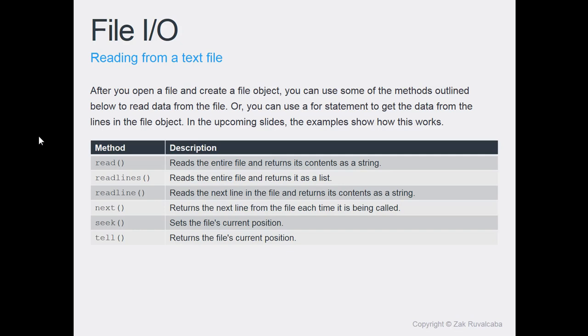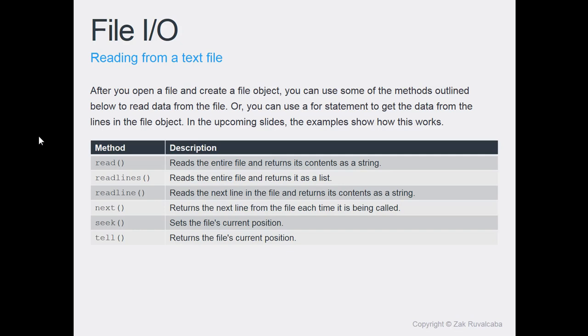So tell will tell you where Python is within the file's current position. Seek will actually set the file's current position, and then next returns the next line from the file each time it is being called. So, for instance, if you want to append lines, let's say you have 6 lines, right? And you want to append lines in between lines 3 and 4. What you can do is seek to the third line and then append data to that line.